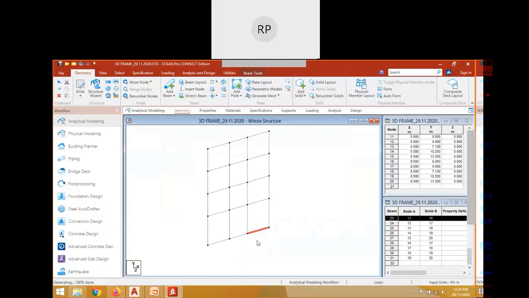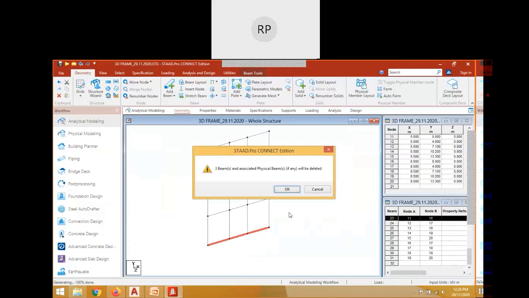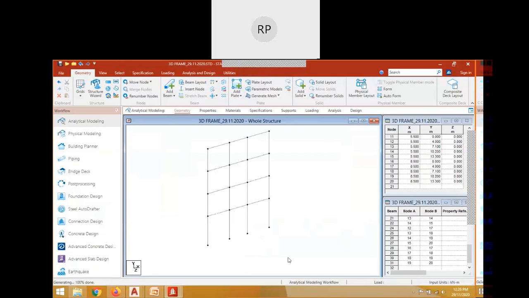Now what I want is, I don't want this beam. This is at the footing connection level. This I don't want, so you can delete it. You can select it and just press the delete button. I don't want these three beams, so this is deleted.